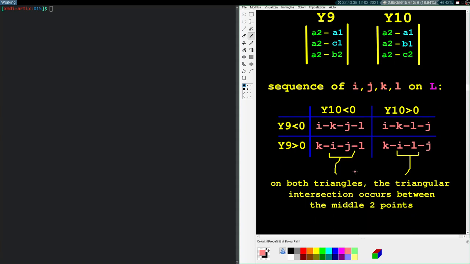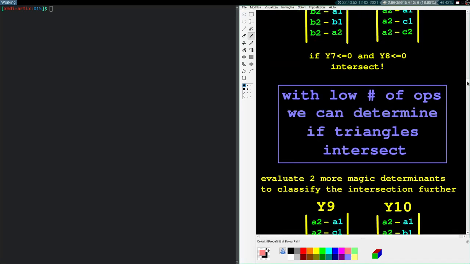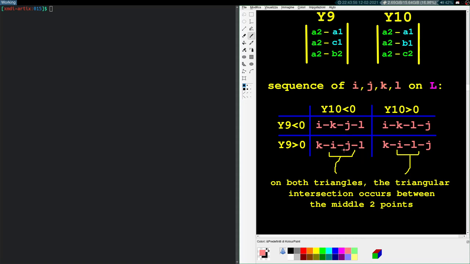Never mind, it's fine. So basically, if you have these combinations of Y10 and Y9, you can get the actual sequence of the points of intersection along line L. Now, why does that matter? That matters because on both triangles, the actual intersection slice, if I go back to the very top, this slice here will always occur between the center two vertices, these two vertices here in the middle. So in this case, it would be IJ. In this case, it would be KJ. In this case, it would be KL. In this case, it would be IL. So if you can figure out what I and J are, you can figure out exactly where the intersection occurs. If Y10 and Y9 are both in this condition here, that's the plan of attack for the actual quantification of where these lines of intersection between triangles occur.